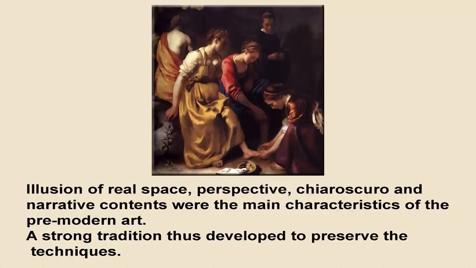So, narrative contents, perspective, illusion of real space, chiaroscuro, these were the main characteristics of pre-modern art. And a strong tradition thus developed to preserve these techniques. So, you see, modern art had to face, and modern artists had to face naturally, the presence of a very, very strong tradition, which flourished over a period of 450 years.